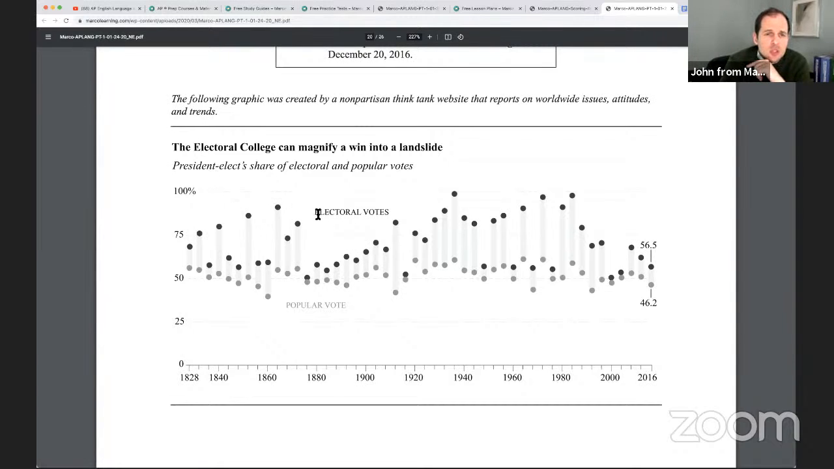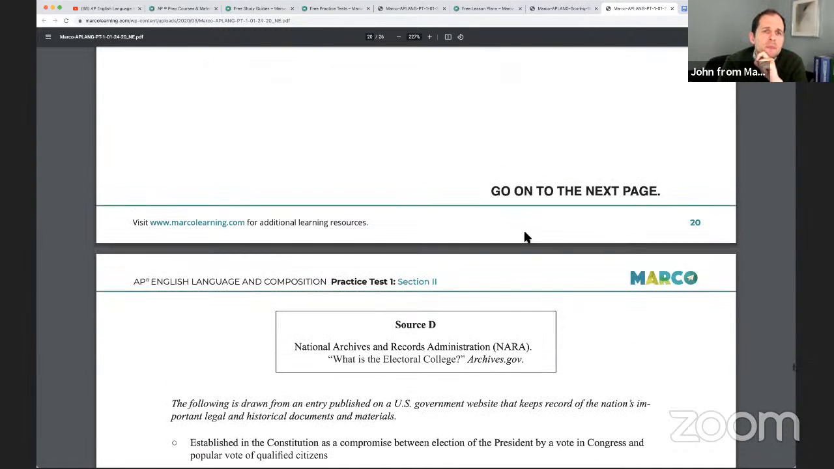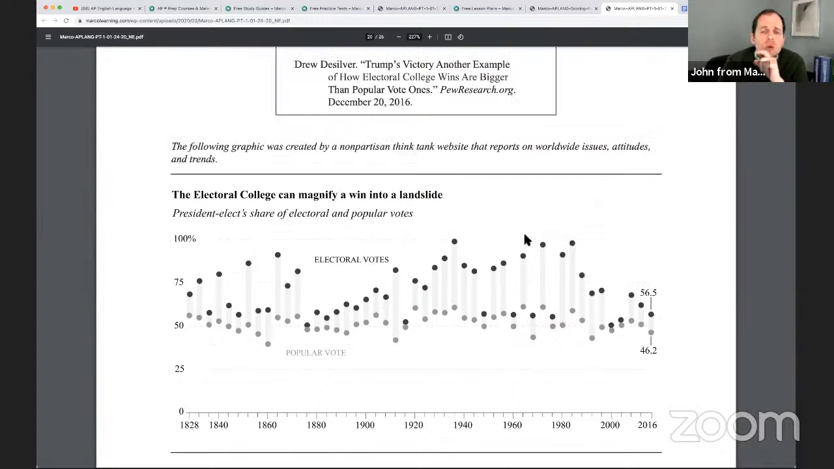Let's read. The electoral votes are here in black. The popular vote is here in gray. Here's 2 super close elections. Here's 2016. Oh, I see. Right. It can distort that. So there's something graphically going on with this that shows a gap between electoral college wins and popular vote wins, that there's some gap between the electoral college and the popular vote.